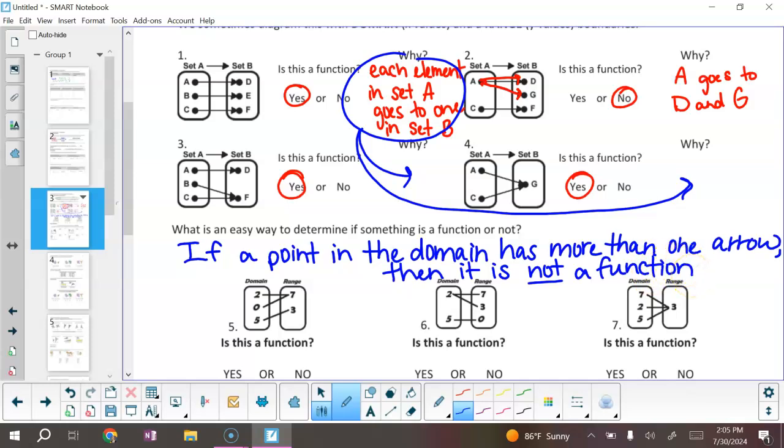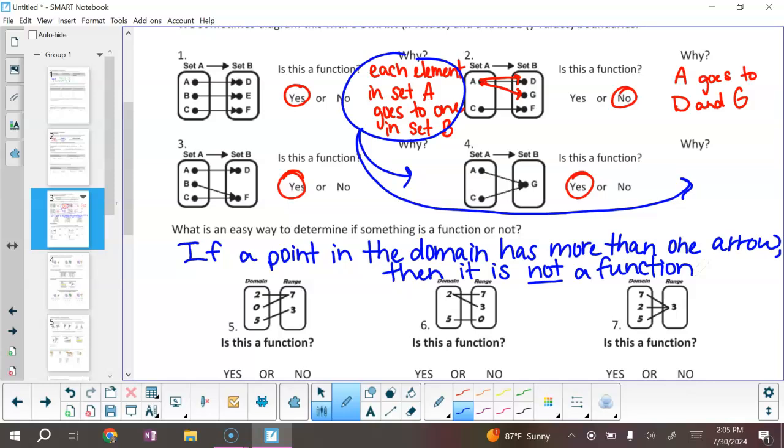So if a single point from the first set has more than one arrow coming off, it could have 2, 3, 4, 5, it could have 100 arrows coming off of it. If you see that, it's got to be a no, because you're trying to take that point and split it amongst multiple places. And again, if we think about ourselves in this situation, I can't be here in this room and be in another room in the school.